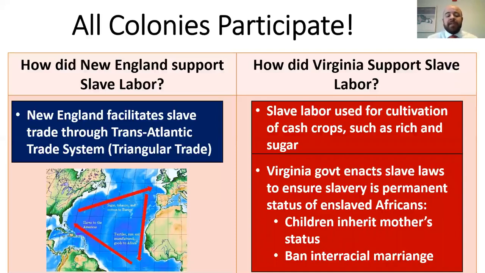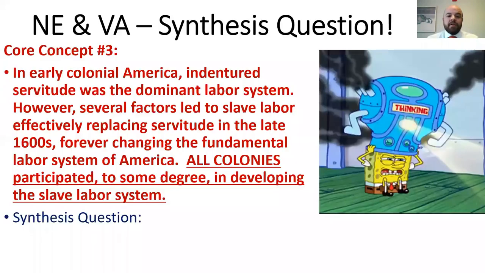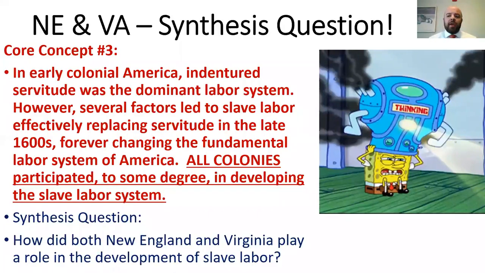Okay, pause the video. Make sure you have these notes reflected in your chart. Awesome. So once again, I want to challenge you to really synthesize what we just talked about into one crisp sentence. How did both New England and Virginia play a role in the development of slave labor? Pause the video, take 2 minutes, write one sentence to answer that prompt. Go.